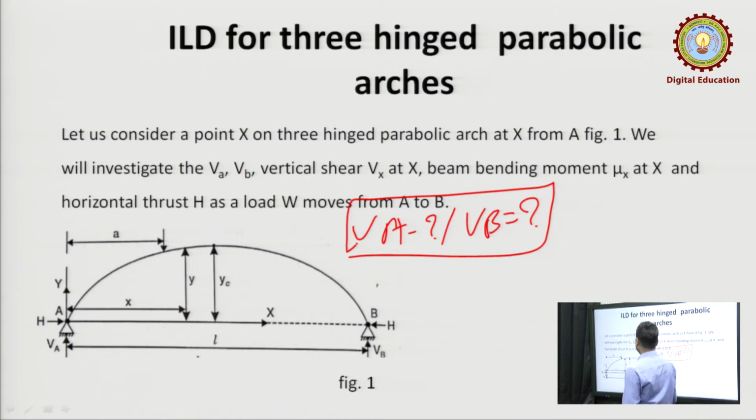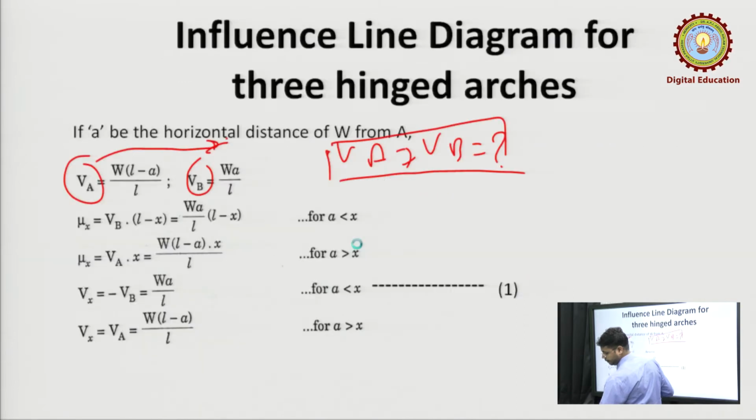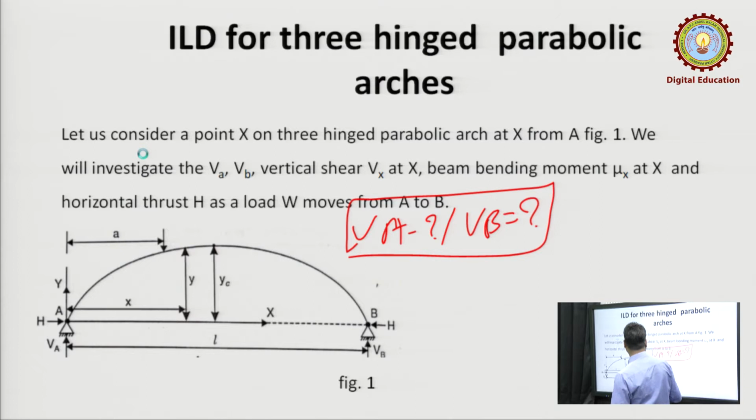By taking this moment, we will get the value of VA as W(L minus a) upon L, and VB is equal to Wa upon L. How do these values come? You can take the moment. I will show you how to calculate VA. You can easily find VB like that.